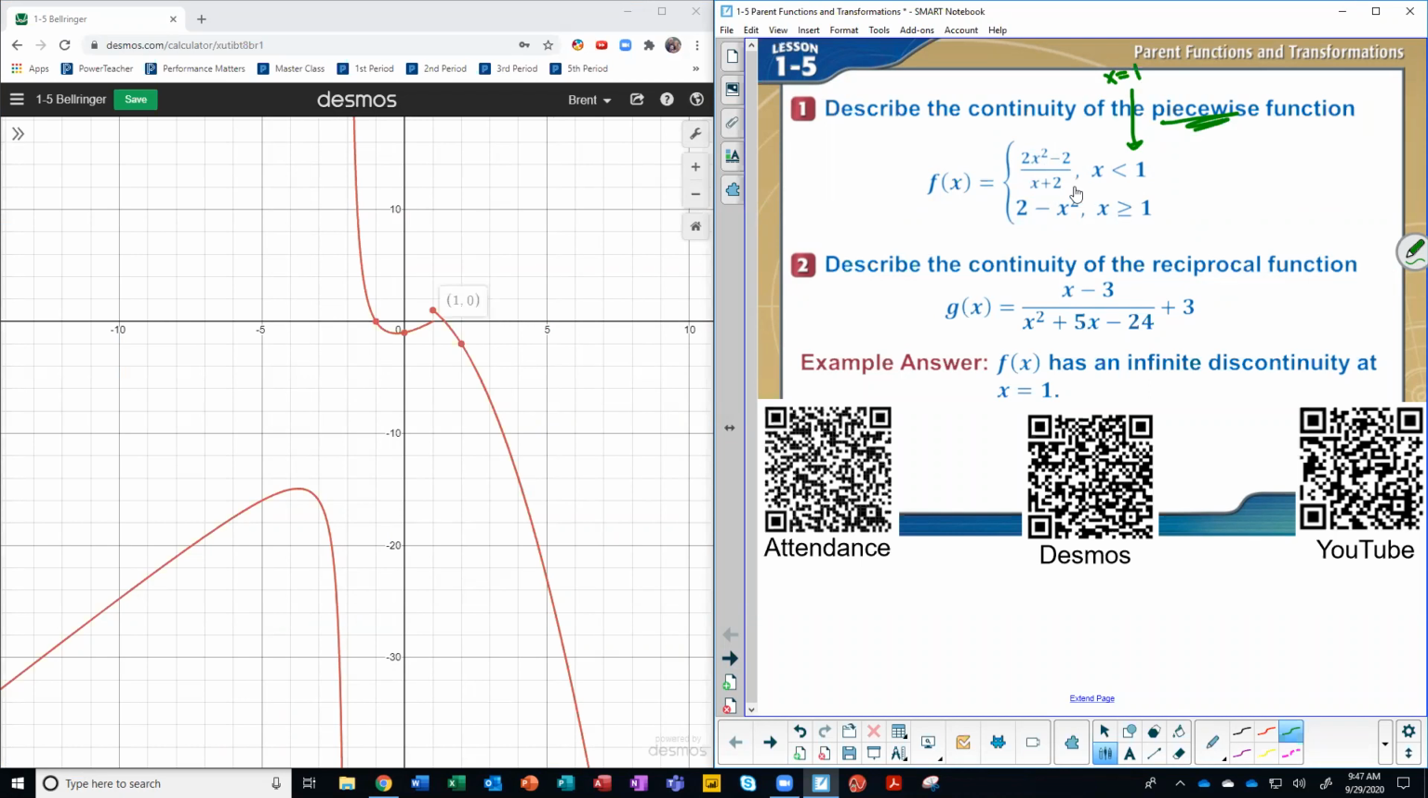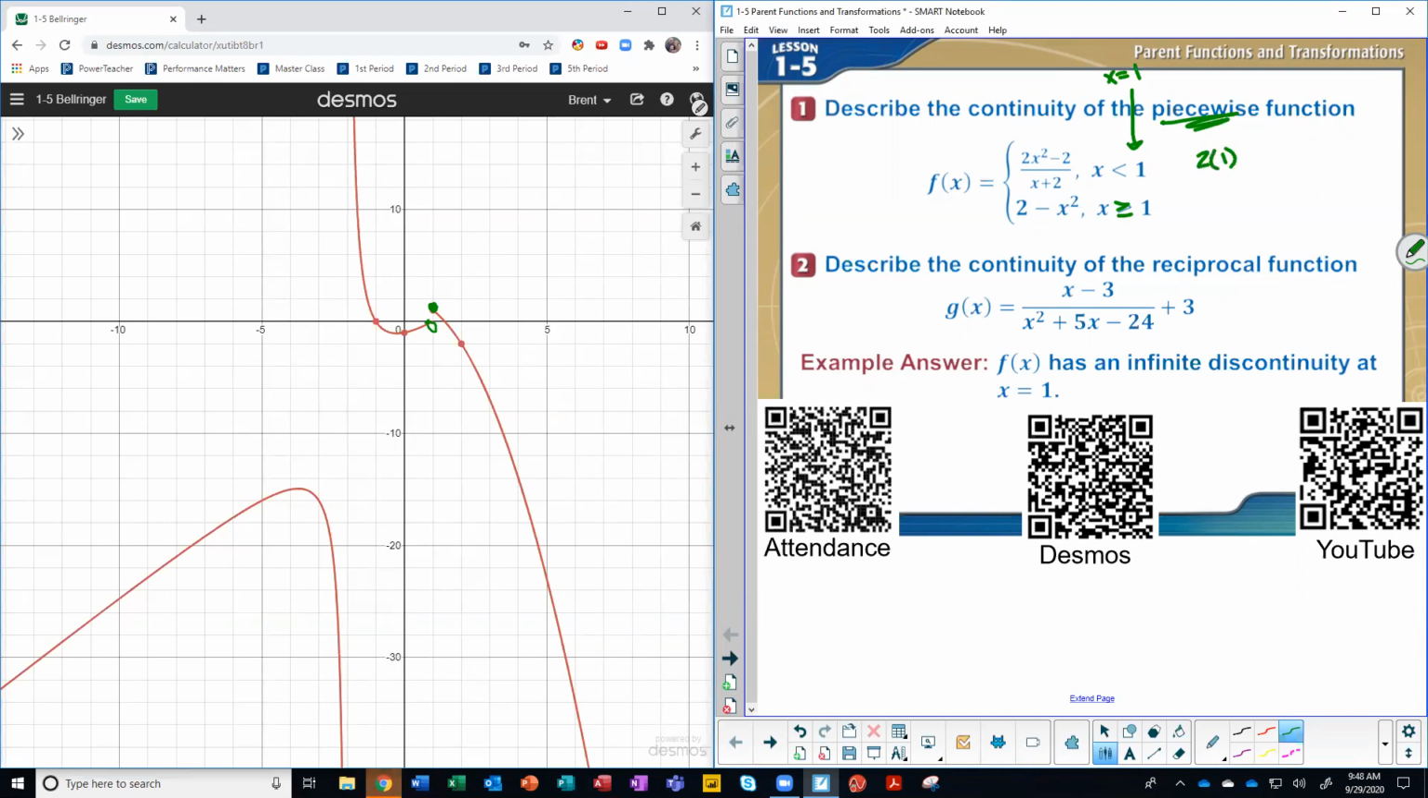At 1, since it was not equal to there, it became an open circle right there, and then this one's a closed circle once again because this is equal to there. So here's how you determine if you have a jump. You plug in the x value to the expression.